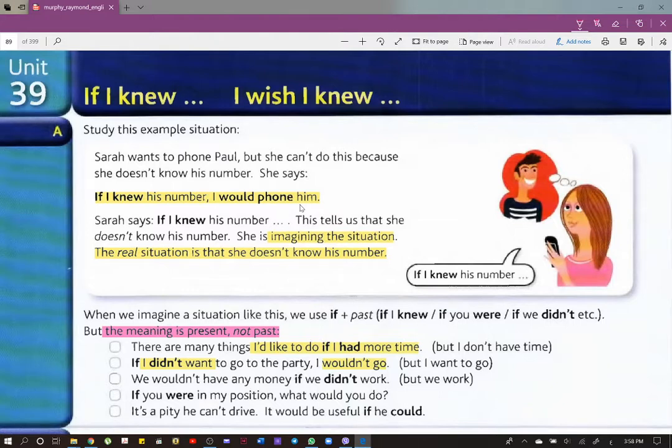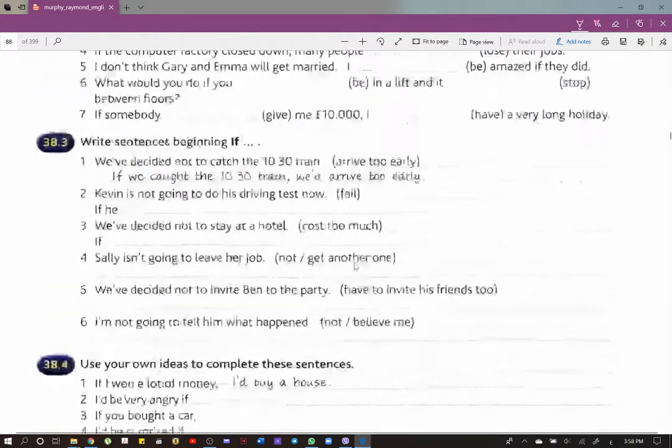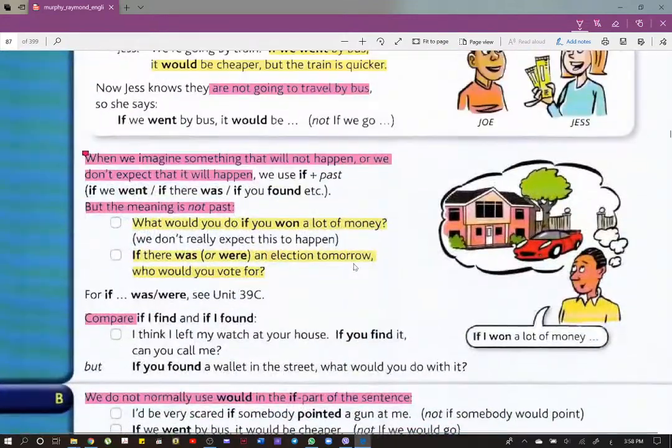Now, this is imaginary. This is, by the way, also the second case. Why? Because we have the past simple here, and we have would and phone. But this is imaginary. She is imagining. She is imagining the situation. The real situation is that she doesn't know his number. By the way, this is different from this one.